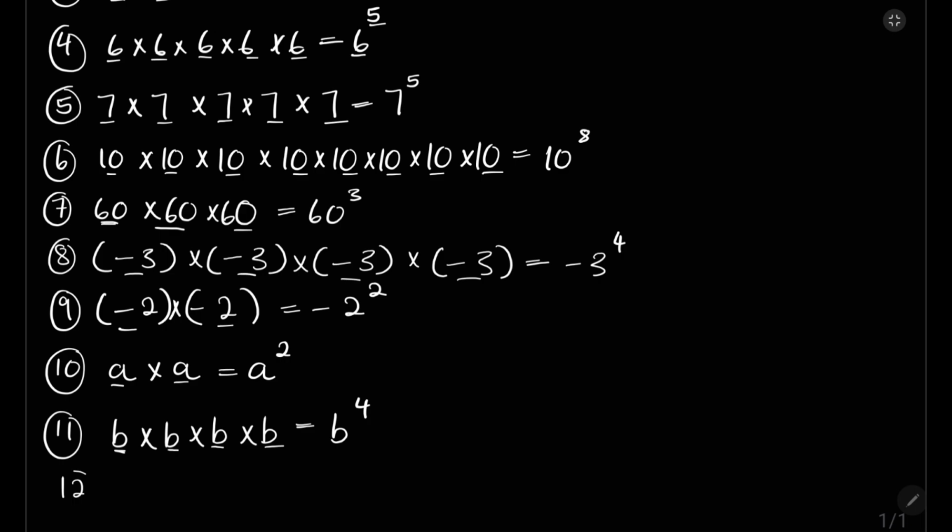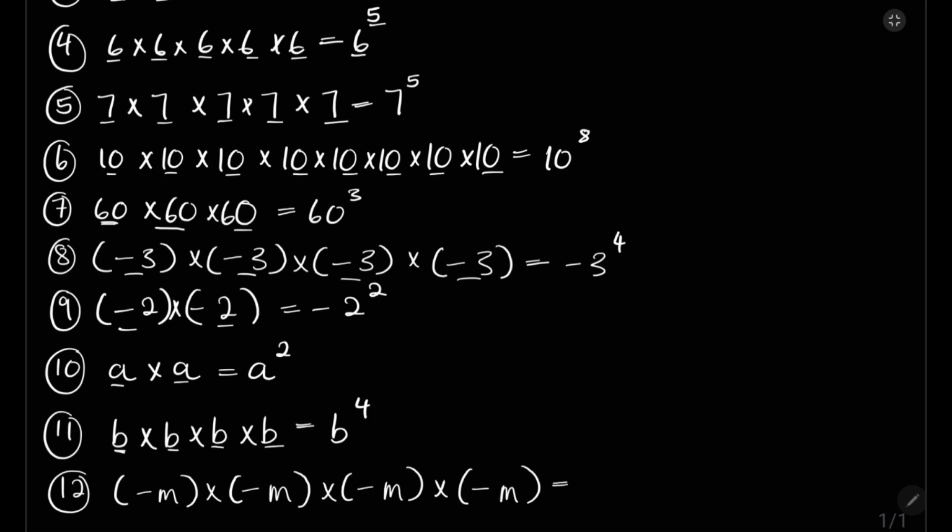Now let's try the last example. Let's do negative m times negative m times negative m times negative m. What's the first step? We write down our base. What should be our base? Negative m. Okay. Now let's count down how many numbers or variables we have. We have 1, 2, 3, 4. So this should be negative m to the power 4.